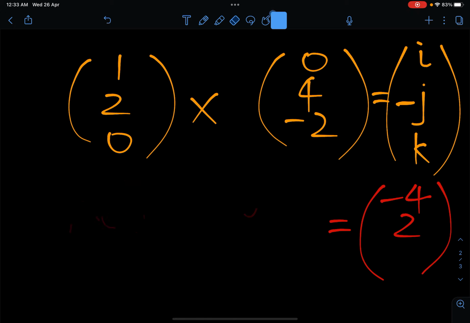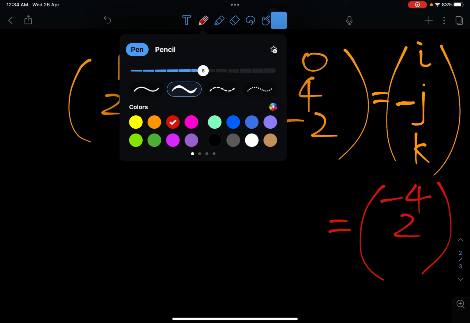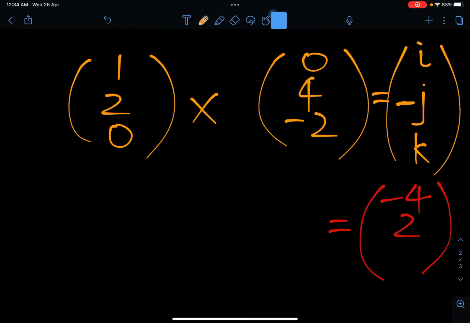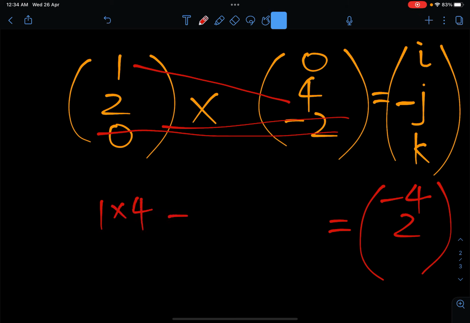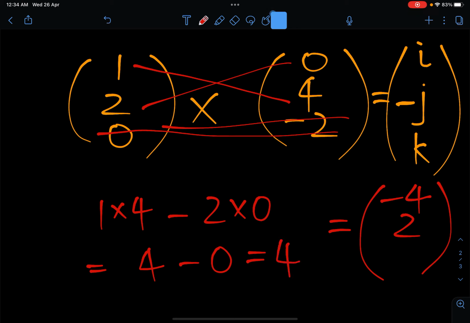Okay. Then when you want to calculate your K, you block it out. Okay. Then you block out the K, and you always use slanting down first. So 1 times 4 minus 2 times 0. So that gives you 4 minus 0 is equal to 4. Okay, so you have 4.